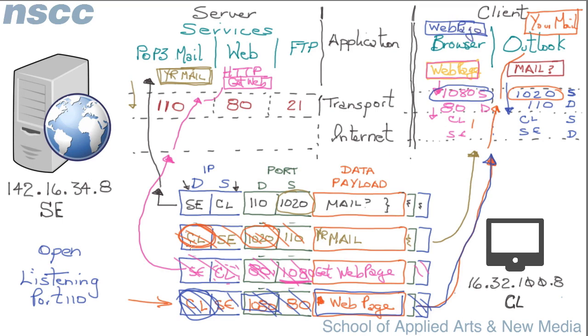So this is an example of how port numbers help direct traffic. Once a packet's inside and being processed by a computer, it directs it to various applications, and these are all handled through port numbers.